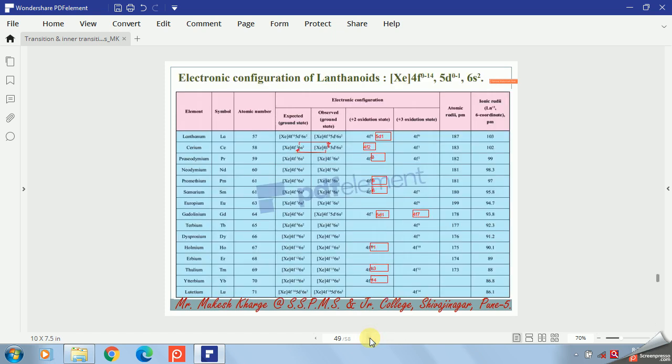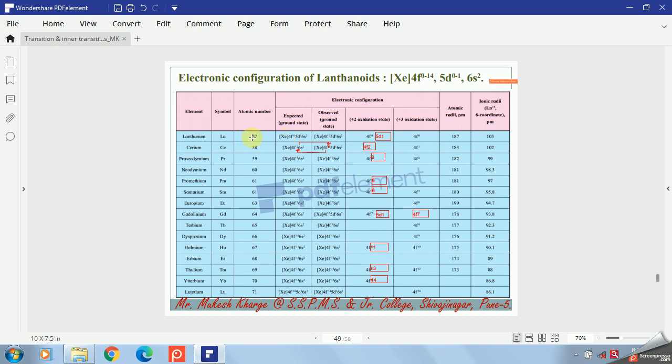Let us see the electronic configuration of lanthanides. First, lanthanum is the element. It is not actually an f block element, but its properties are similar to lanthanides, so it is studied with lanthanides, but it is actually a d block element. Why? See the electronic configuration. It is denoted by La, and the atomic number is 57. So what is our expected electronic configuration? Xenon is the inert gas, atomic number 54.